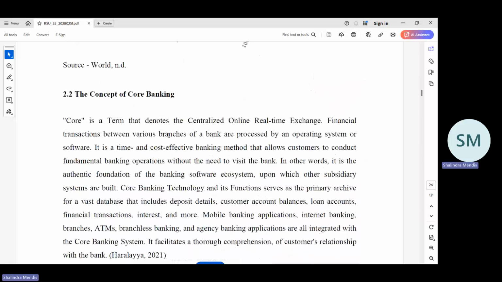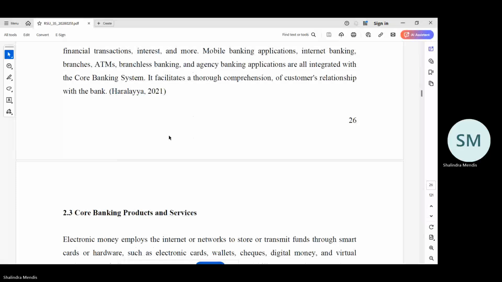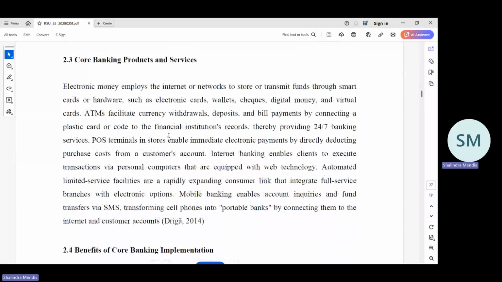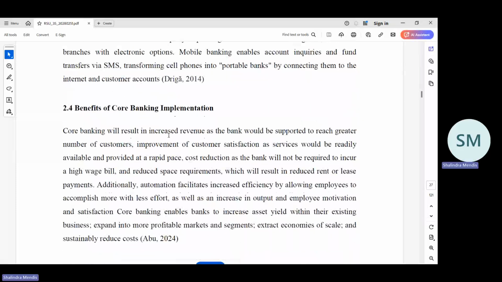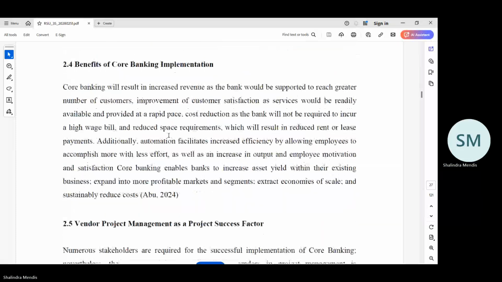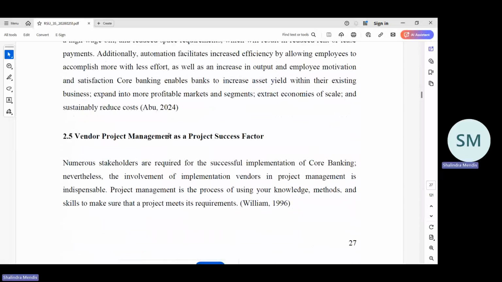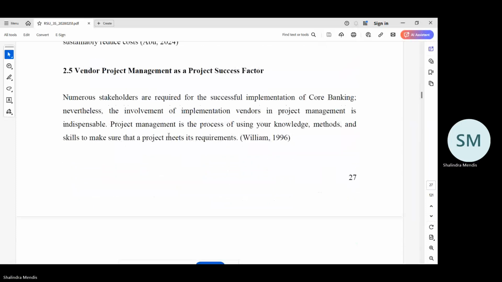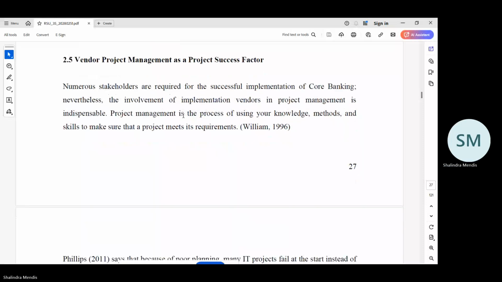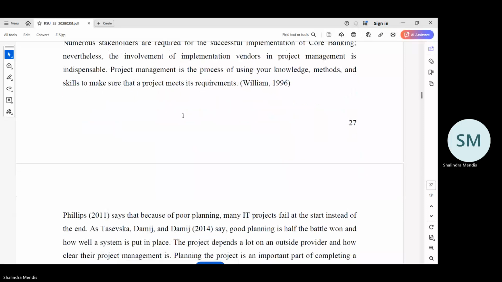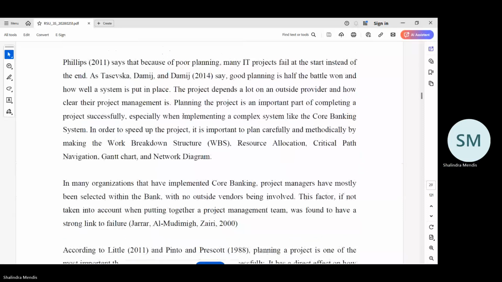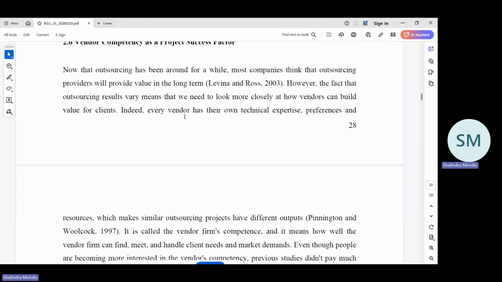The concept of core banking products and services, the literature, benefits of core banking implementation, then vendor project management as a project success factor. So you are going to find indicators in this. So keep that in mind and start looking for literature. Vendor competency as project success factor. From here you can find indicators.